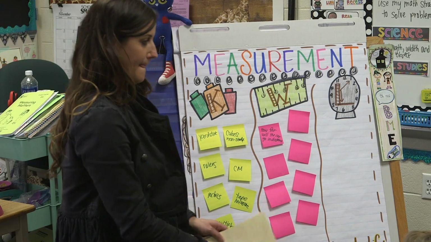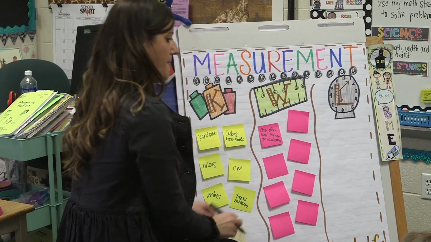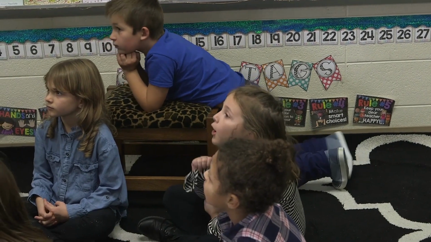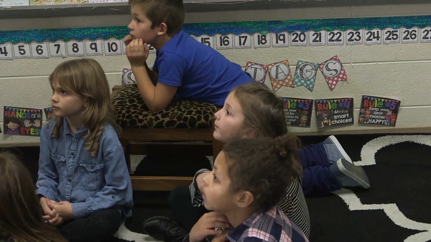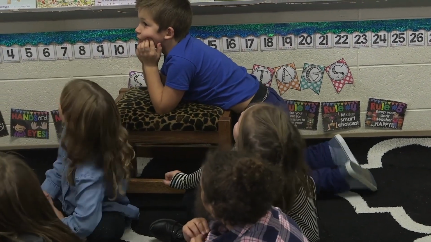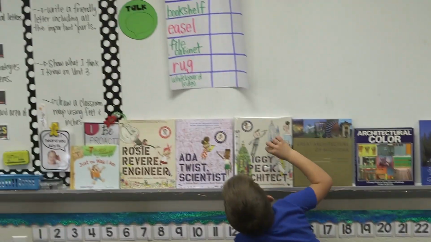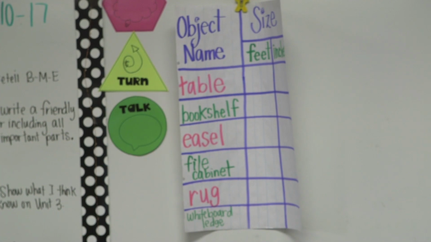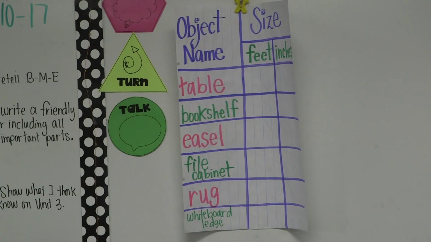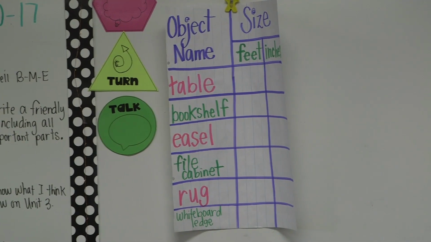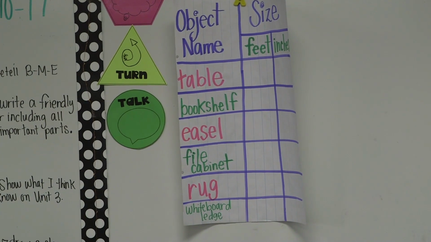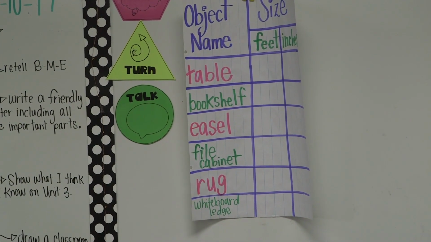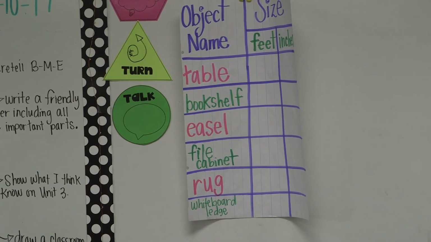How long does it go? Tell me more about that. How long does the car go? Let's not think about cars. Let's look up there. We're going to be measuring these objects today. If you look up on the board, read it with me, the pink word. We're going to measure a what? Table, a bookshelf. Read me the next one. An easel. What's the next one? The file cabinet. And then rug.